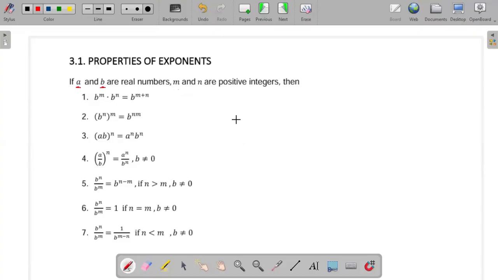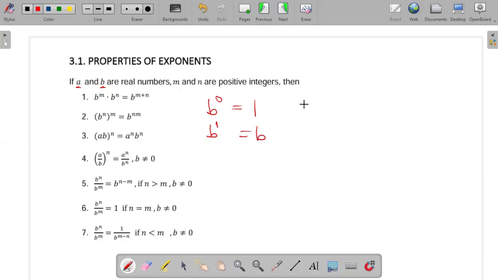But before I talk about these properties, let me mention this: any number raised to the power 0 is going to give us 1. This is the first thing we look at. Then any number raised to the power 1 is just that number itself. So b raised to the power 1 is just going to be b.